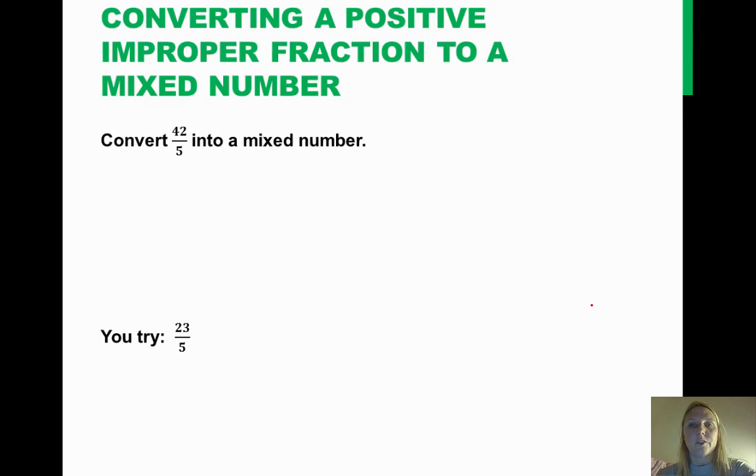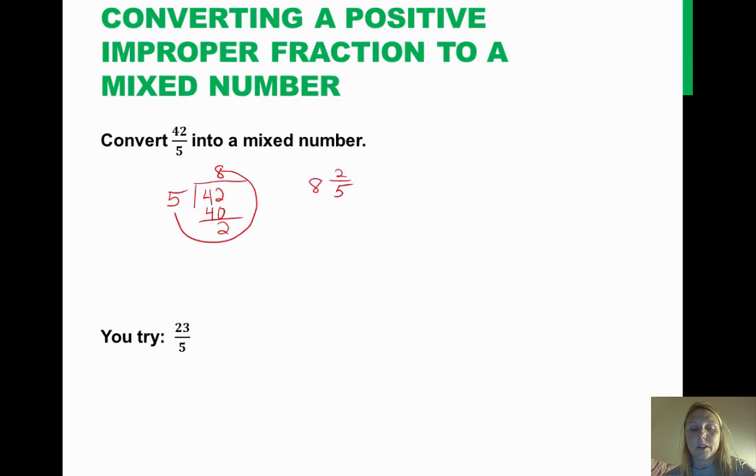So here I want to convert a positive improper fraction into a mixed number. To do that, I'm going to need to do long division. So 5 goes into 42, and we know that 5 goes into 42 8 times. 8 times 5 is 40. And we have a remainder of 2. So my mixed number is going to be 8, and then I'm going to go around like this, and 2 is going to be on the top. My divisor is going to be 5.